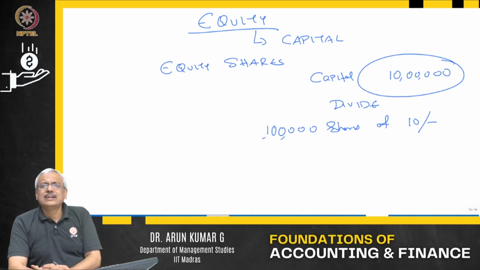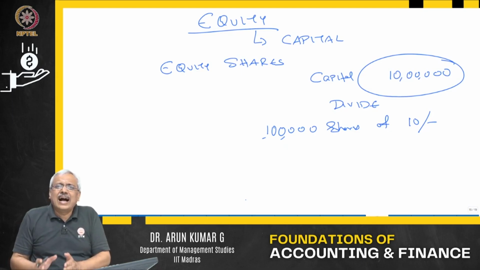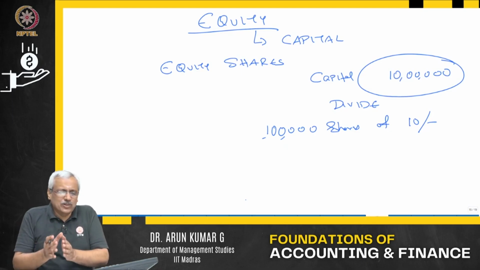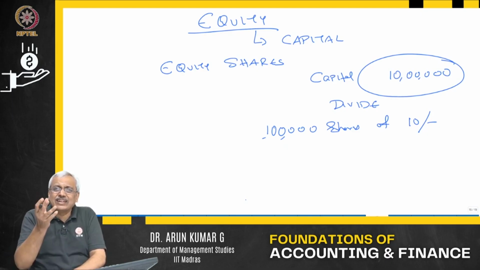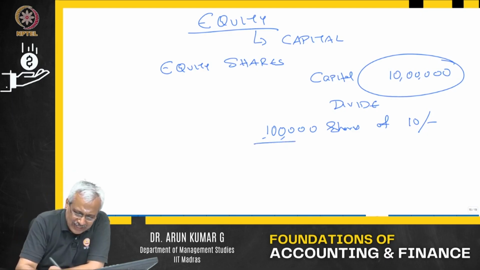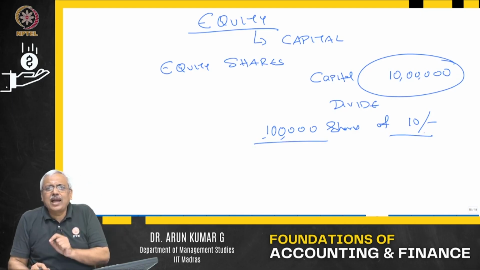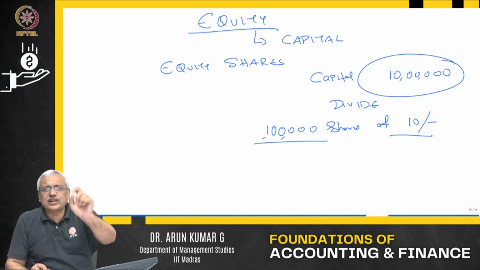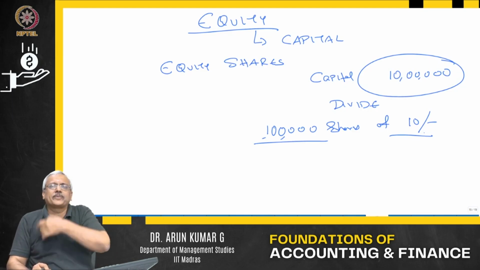What do you mean divide? 10 lakhs is the capital cash I require. I will decide to print what is called a share certificate, and I will say each certificate is worth about 10 rupees. I have divided this 10 lakhs into 1 lakh shares of 10 rupees each. Imagine I print 1 lakh share certificates, and each share certificate is worth 10 rupees. So you can pay 10 rupees and buy a share certificate. So that is what it is.